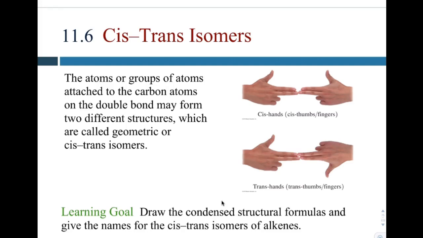I'll build a double bond if we get into the lab with a model. You'll see that you can rotate around a single bond, but we can't rotate around a double bond. And so it's stuck in whatever way it is, and you've got to tell me which way it is. Your thumbs are the rest of the compound, not the hydrogen group. So the more important parts of the compound are either on the same side, cis, or the opposite side, trans.